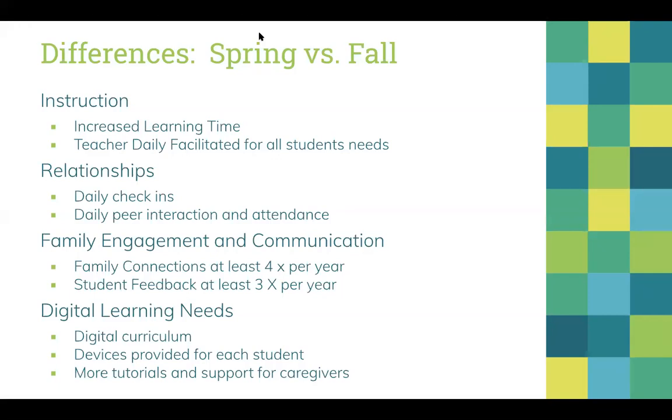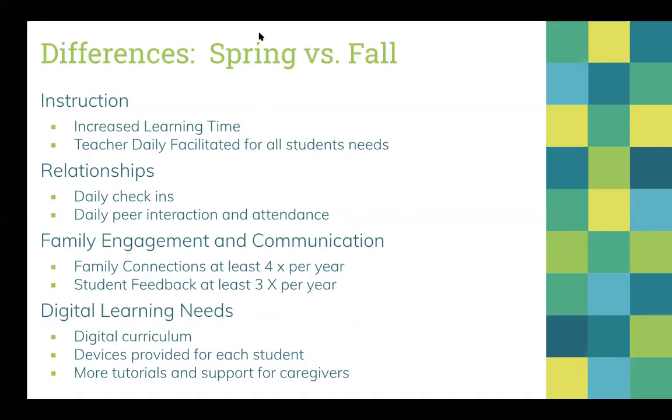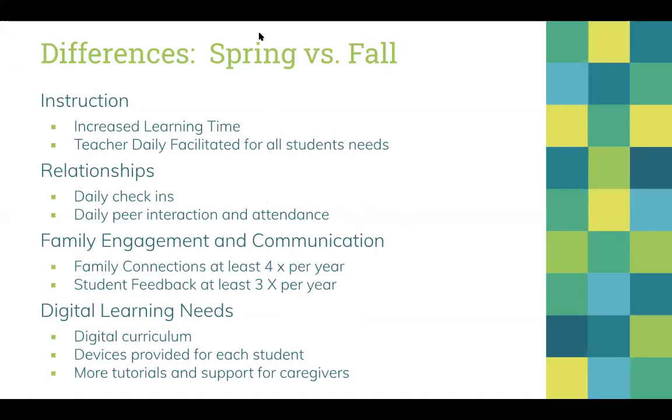Relationships, we will do daily check-ins and daily peer interaction, and we will take attendance. Family engagement and communication. So we will have family connections at least 4 times per year, and students will receive feedback on a regular basis. And digital learning needs, students will have a digital curriculum, and they will have their devices, and we will have more tutorials and support for our families.